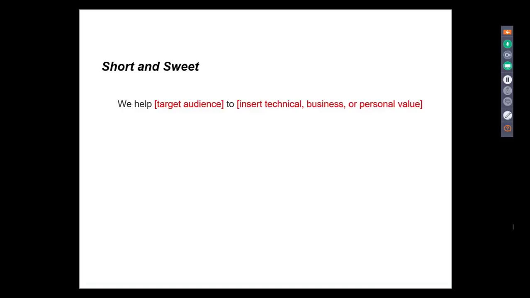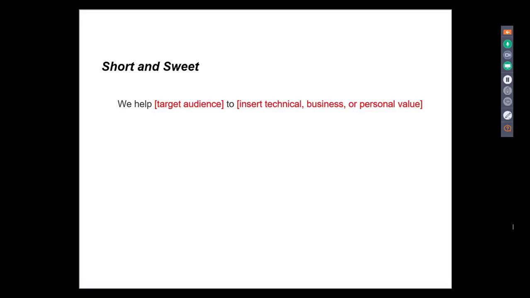Target audience meaning who you're talking to, whether it's who you're calling or emailing. This could be businesses, like "we help businesses," or "we help business owners," or "we help small businesses." It can be a type of organization, meaning businesses or small businesses. It could be an industry reference: we help manufacturers, we help airline companies.